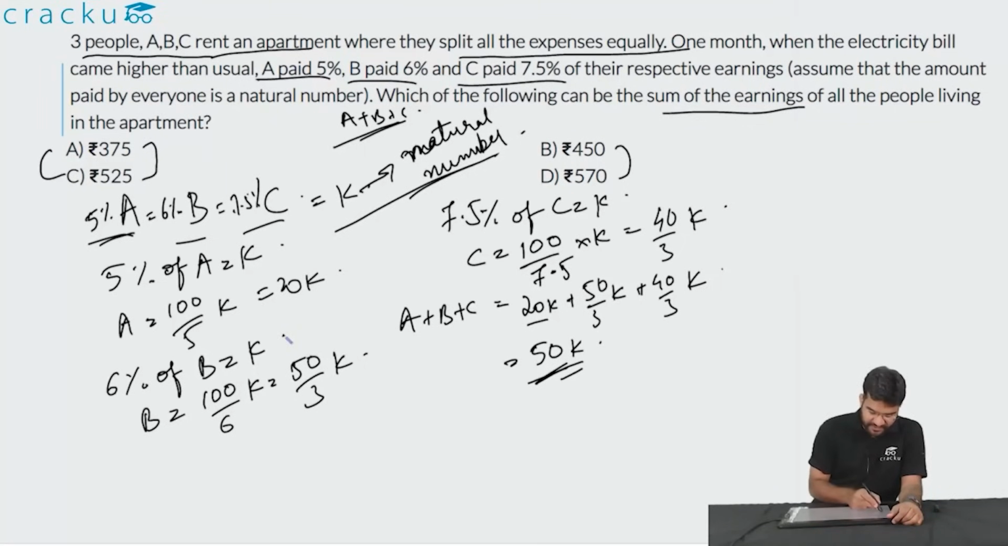And amongst the options that are given, this is not a multiple of 50, this is not a multiple of 50, this is not a multiple of 50. 450 is the only number which is a multiple of 50. So, the correct answer is 450.